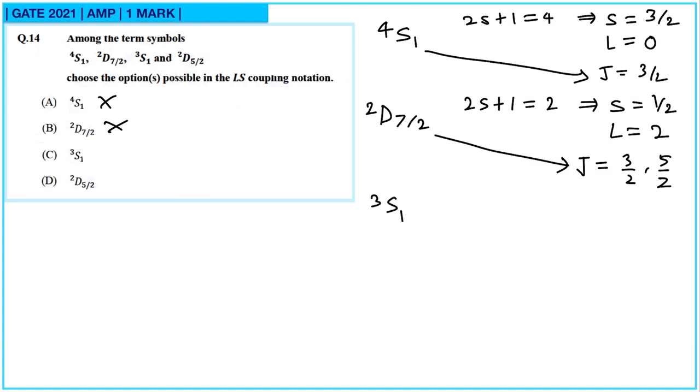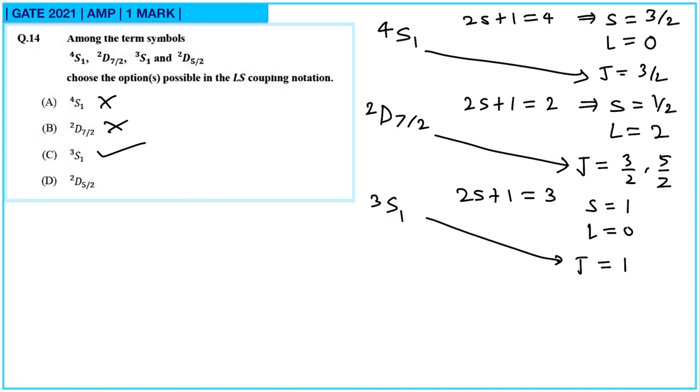Next we have 3S1. That means 2S plus 1 is equal to 3, so S is equal to 1. S is 1, L is 0. That means J will be 1 only, and this is 1. So this is matching. So option C is correct.